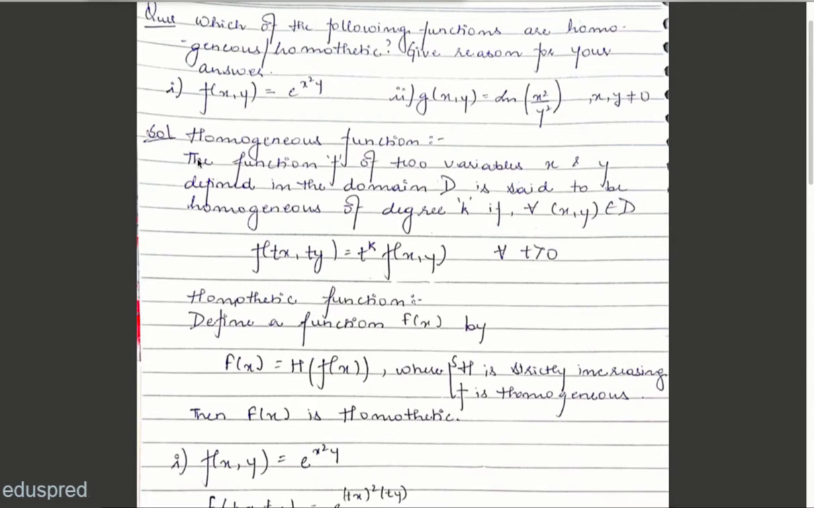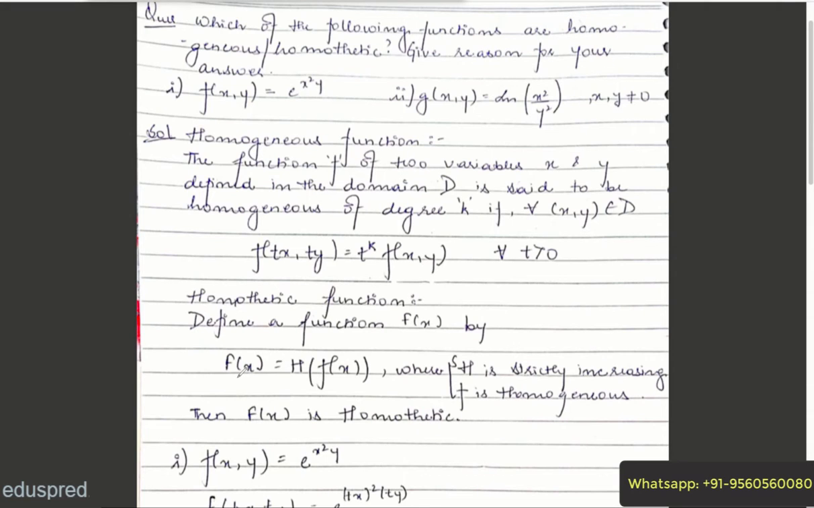Before jumping to the solution, let's quickly revise the meaning of homogeneous and homothetic functions so that we can solve the question easily. A homogeneous function: a function f of two variables x and y defined in the domain D is said to be homogeneous of degree k if for all (x,y) belonging to D, f(tx,ty) is equal to t to the power k f(x,y) for all t greater than 0. And homothetic function: define a function f(x) by f(x) is equal to h of F(x), where h is a strictly increasing function and F is a homogeneous function. Then your f(x) is a homothetic function.